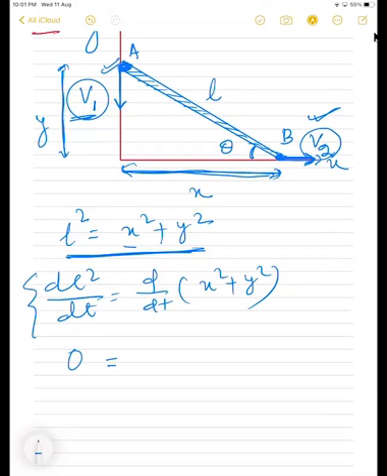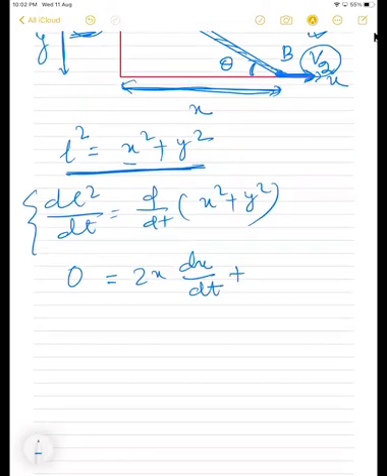d/dt of x squared, how much will it be, students? d/dt of x squared is 2x dx/dt, correct? Yes. So it is not dt/dx, it is 2x dx/dt, yes or no, students? And plus y squared is how much?